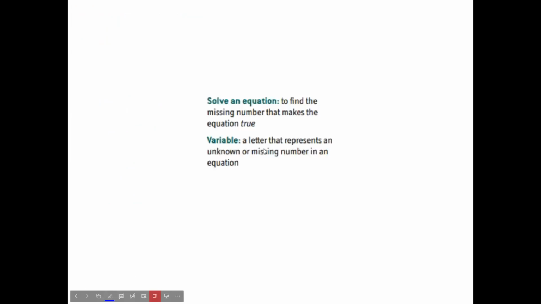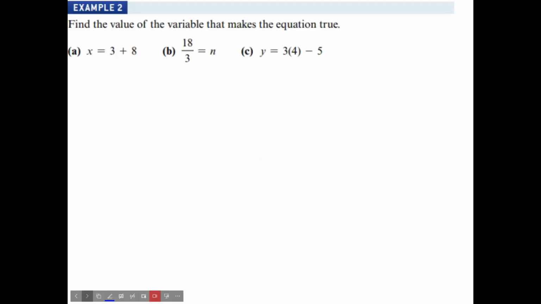So to solve an equation, what does that mean? It means to find the missing number that makes the equation true. That's what we mean when we say solve an equation. Variable, that's the letter that represents an unknown or missing number in an equation. It can be any letter, right? Anything. So let's have a look at what is here. Find the value of the variable that makes the equation true.